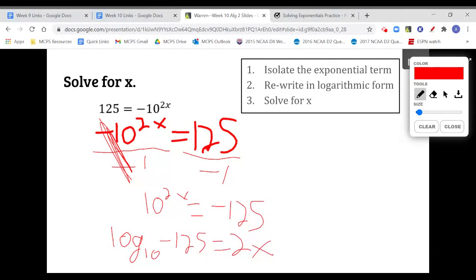Well, I can see right here that I'm being asked to take the log of a negative number. So you can go ahead and type that in your calculator if you want, but you aren't getting an answer out. So I know that my answer here is no real solutions.